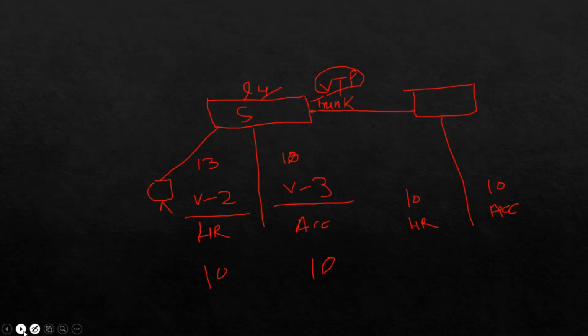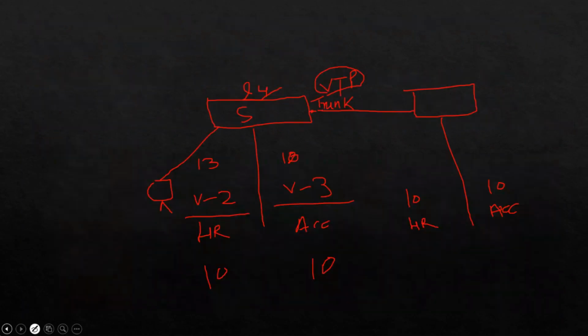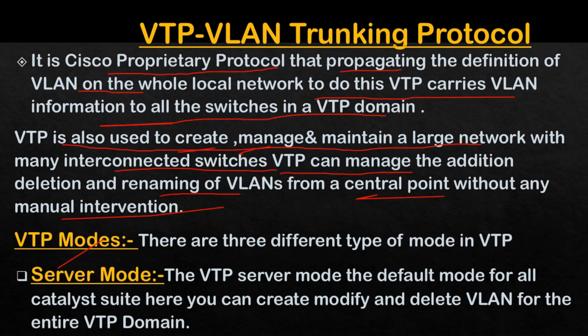And here we have 3 modes available: VTP Server Mode, VTP Client Mode, and VTP Transparent Mode. Here is the picture. Here you can see we have one VTP server available, one VTP client available, and one VTP Transparent available. Our central point is here. You can see that is our VTP server. Here I have HR and account available, so I want to share that. So what I will do here, server mode means what?